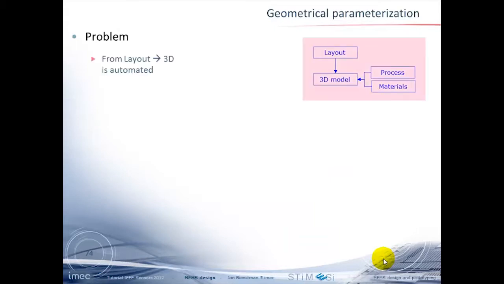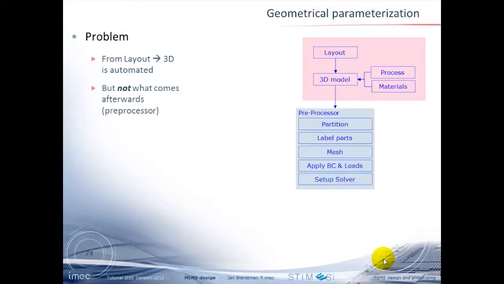There is a problem. Actually, from layout to 3D, that is automated. Okay, it's already a good step, because you don't have to write the scripts yourself. But then in the preprocessor, you have to partition, you have to label the parts. Like in an electronic schematic, you have to set the voltages on the nodes and give names to the pins. You have to mesh it, apply loads and boundary conditions, set up the solver. But very often, during that part, there are problems. Your mesh is not correct, or you forgot something, and then you end up in this loop without results, and that is very boring, tedious.